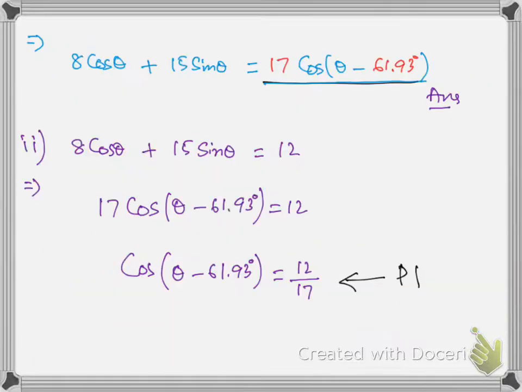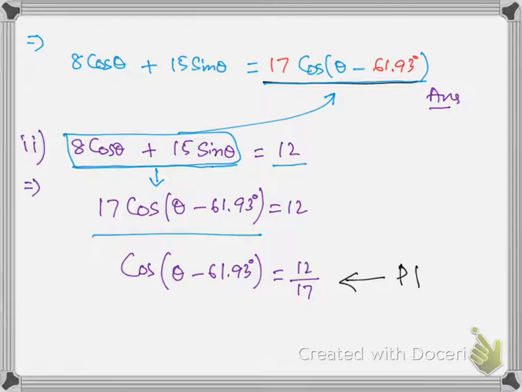So this is the answer of the second part. As given, 8 cos theta plus 15 sin theta is equal to 12. We cannot solve this equation with this left side. We have to substitute this thing by this thing here. So substitute 8 cos theta plus 15 sin theta by 17 cos theta minus 61.93, which is the answer of part 1. Now we can solve this equation easily.